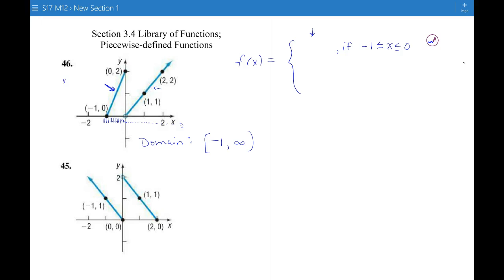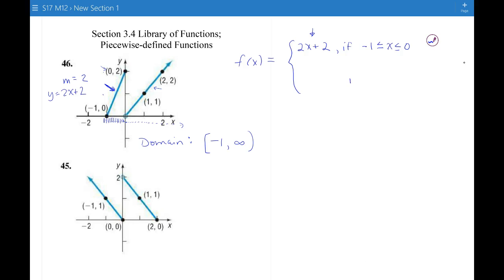Well, we can see the slope of this line is up 2 over 1. So the slope is positive 2. And then we can see that the y-intercept is 0, 2. So the equation of this line is y equals 2x plus 2. So the function is defined as 2x plus 2 in the part of the graph where x is between negative 1 and 0.